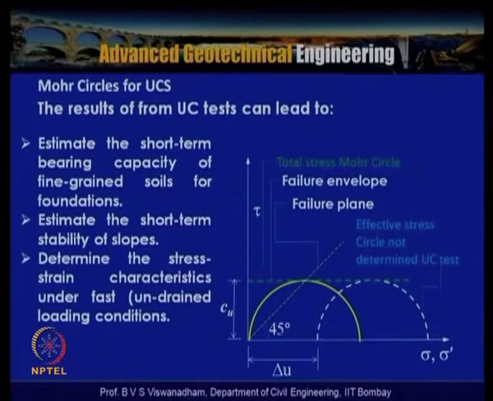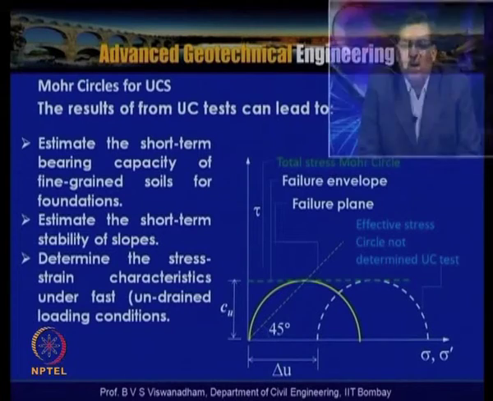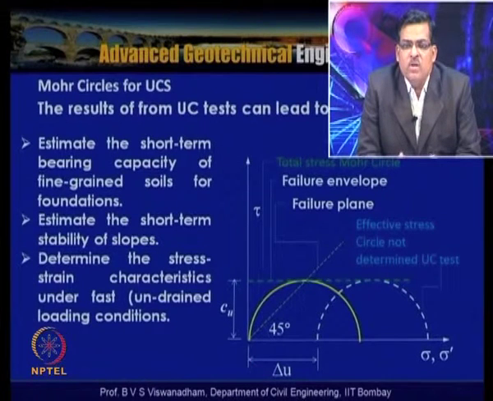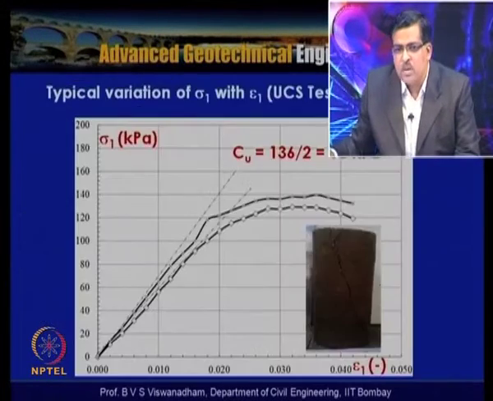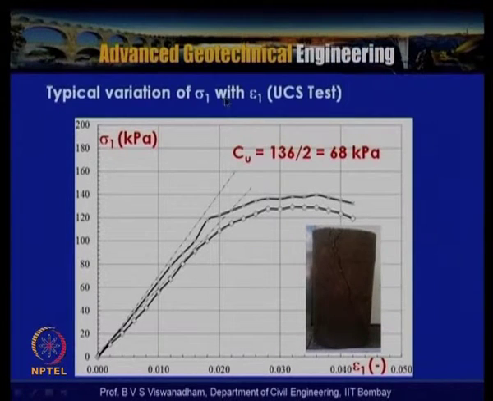and to estimate the short term stability of slopes or earthen dams, and to determine the stress strain characteristics under fast undrained loading conditions. So if you want to see the stress strain characteristics of a material under fast loading conditions, this particular test is used. So this is a typical variation of sigma 1 with UC1.